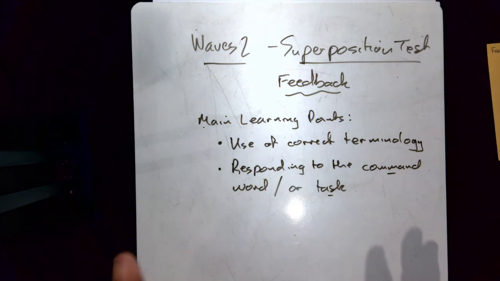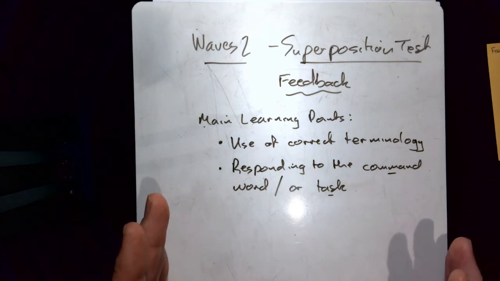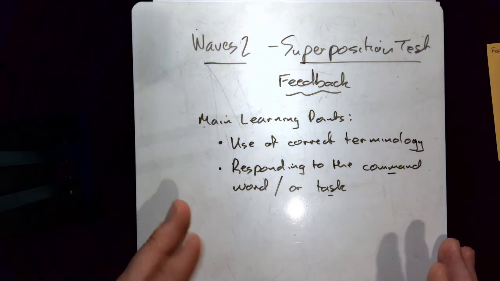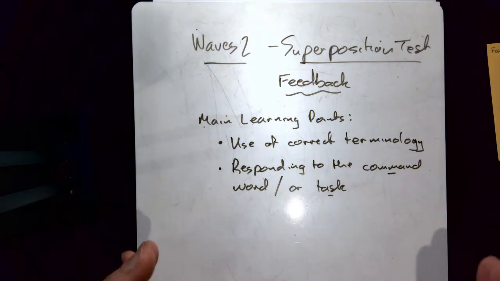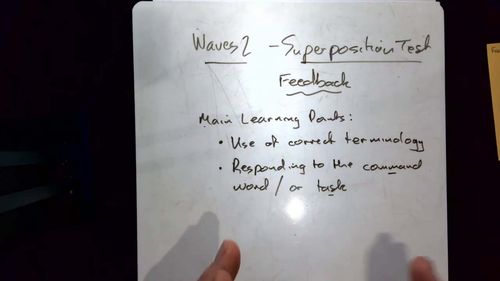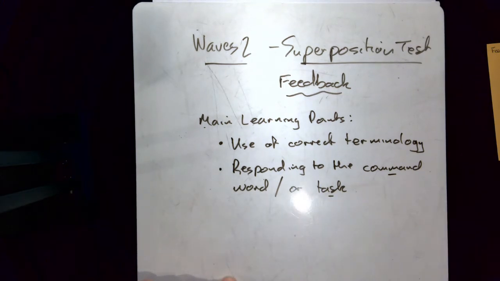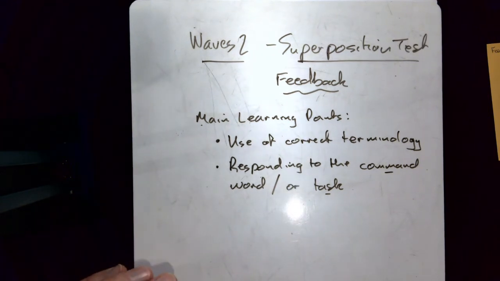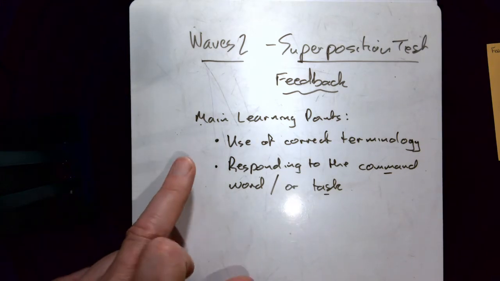Okay, year 12, feedback on the superposition test. There were some great answers, but this was actually quite a hard test and quite a lot of the answers didn't have quite the right detail to get the marks. So according to the mark scheme, quite a lot of people lost marks here and there.